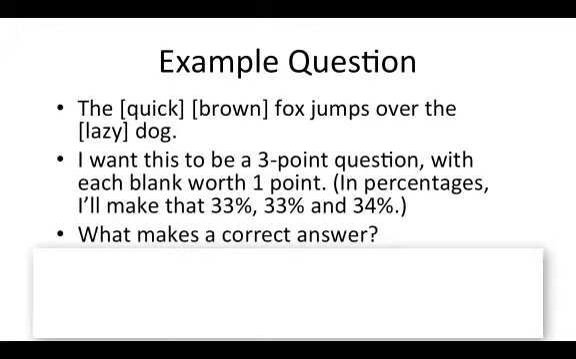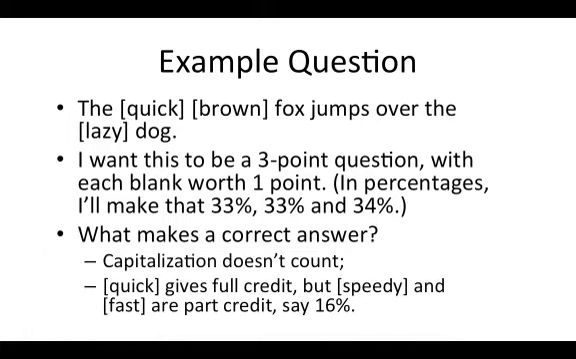Now think about what makes a correct answer. In this case, capitalization isn't going to count, and quick is going to give full credit, but speedy and fast are part credit, say 16%. All right, let's try it now in D2L.